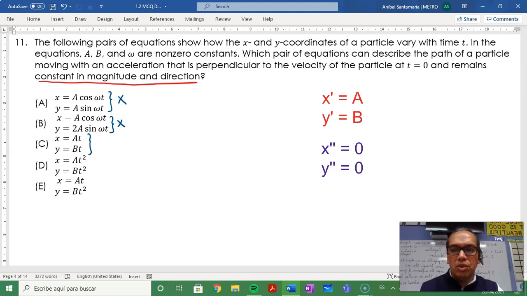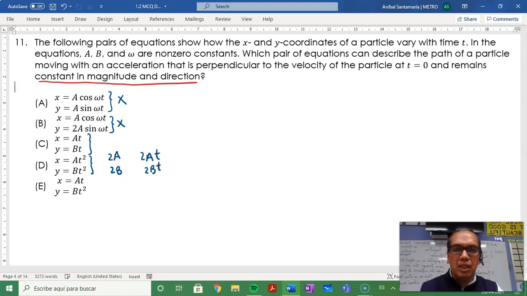And in option D, the acceleration in each case is 2a and 2b, but the velocity is 2at and 2bt, which means that at time 0, the velocity is 0. So you don't really have perpendicularity between a 0 value and another vector.